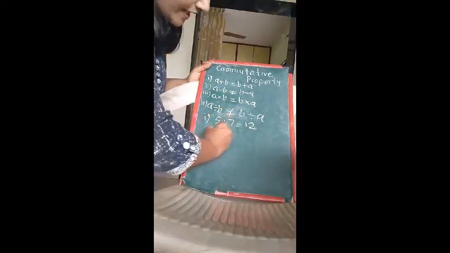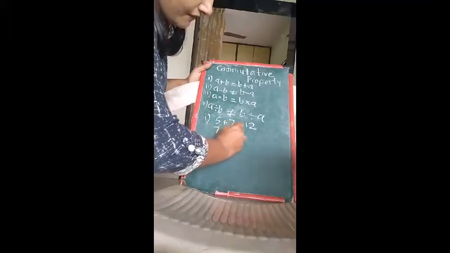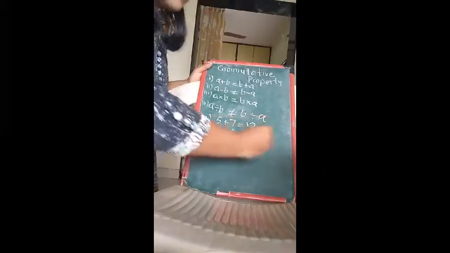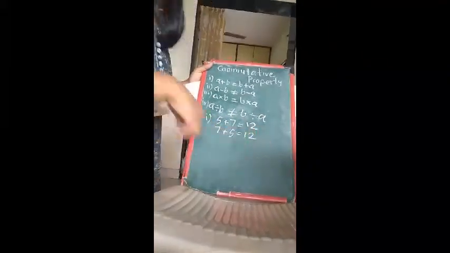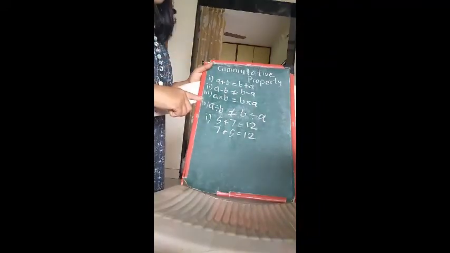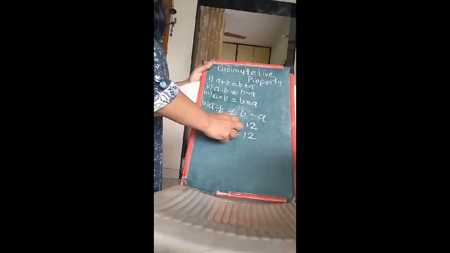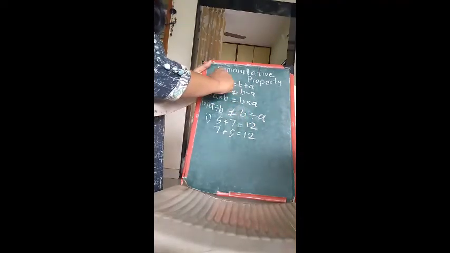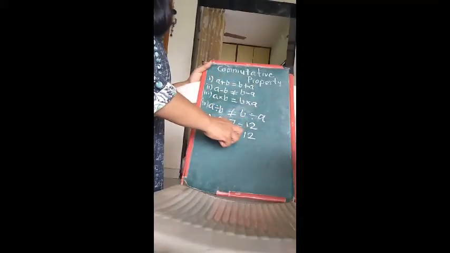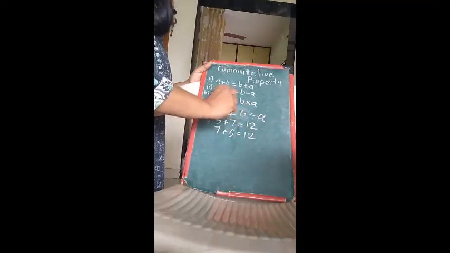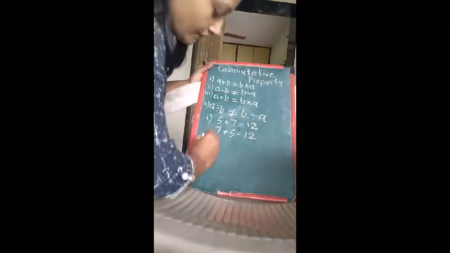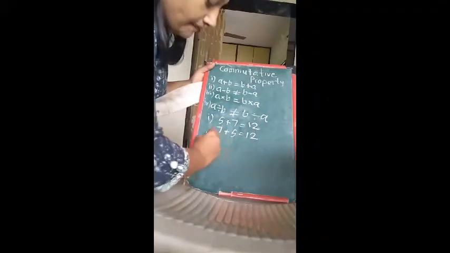Now we are going to exchange: 7 plus 5. Same answer you will get. Is it? Will you get the same answer? 12 and 12. So this property is applicable. This commutative property is applicable for the addition of whole numbers. Have you got this? Now we will see about the subtraction.